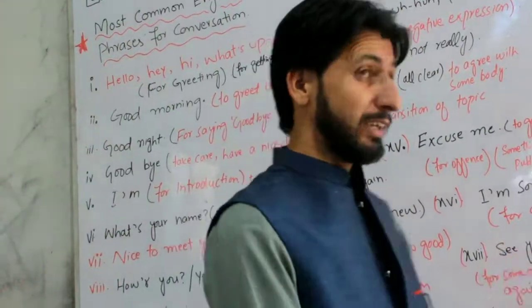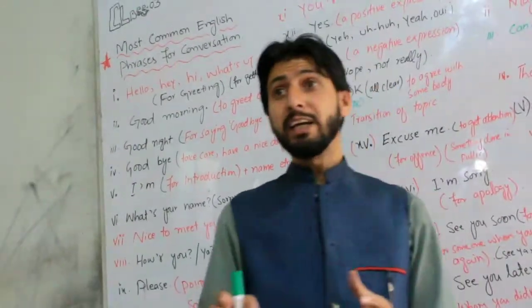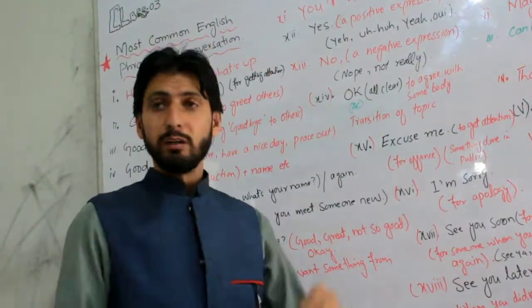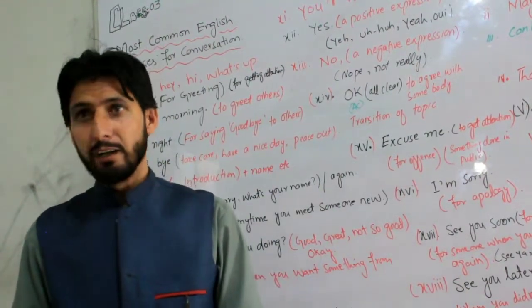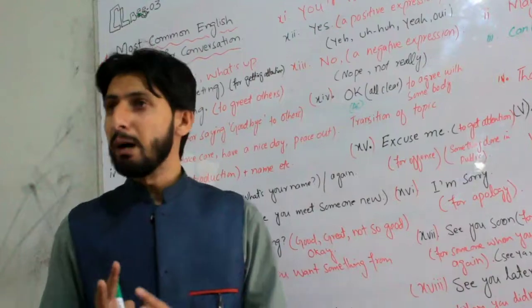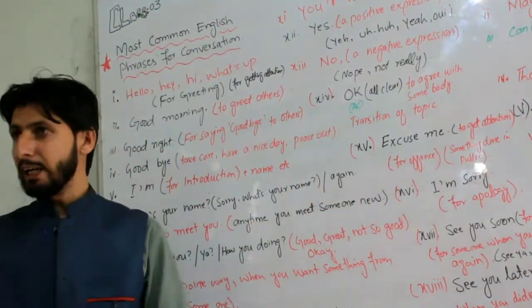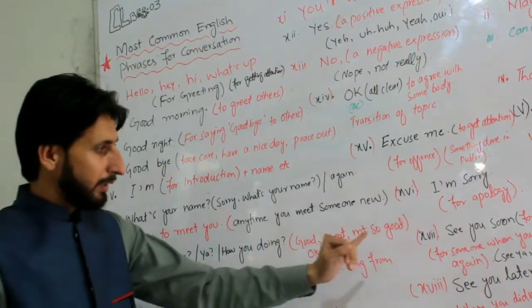Next one is I'm sorry. This is a more polite, more formal way of making an apology to someone when you did a mistake, and you say I'm sorry. So this is a simple way of making an apology to someone.